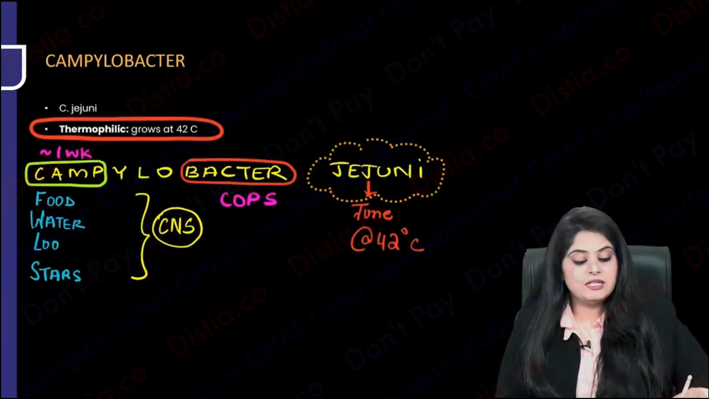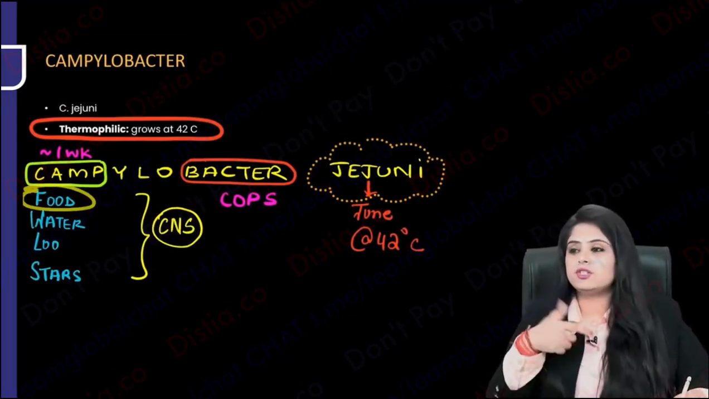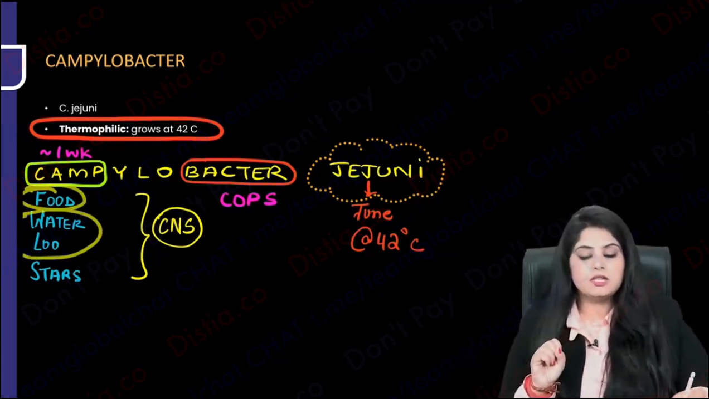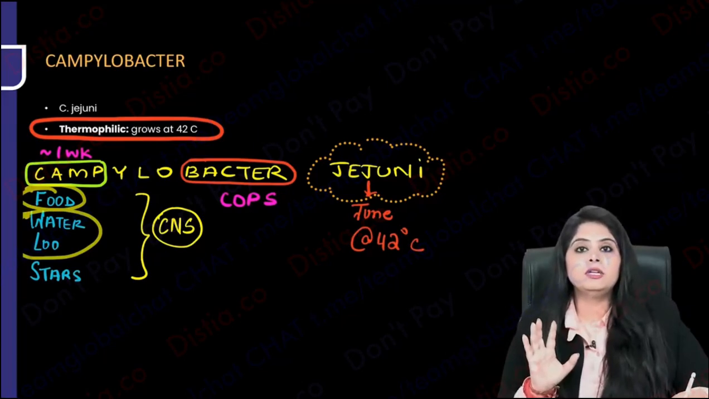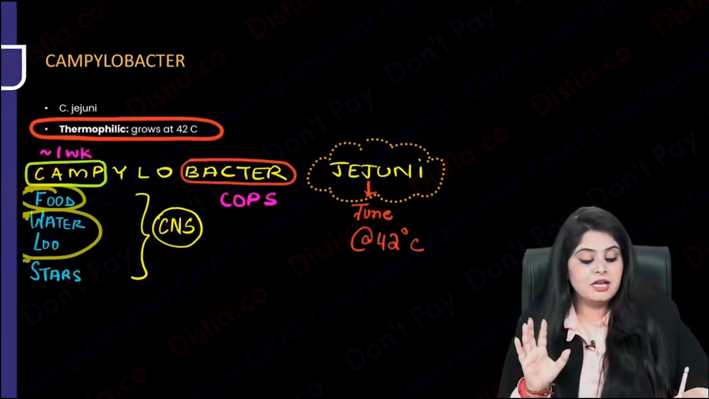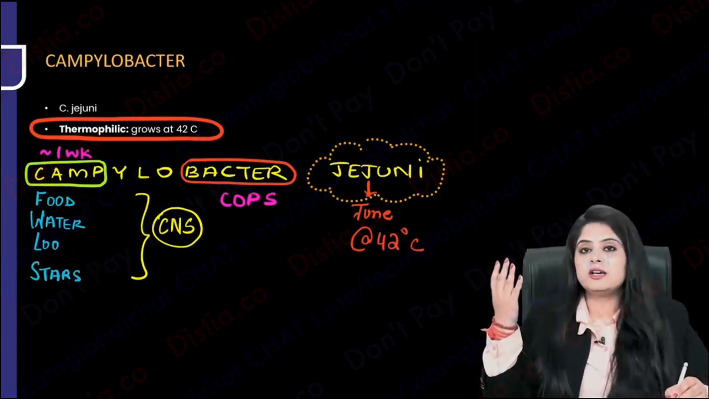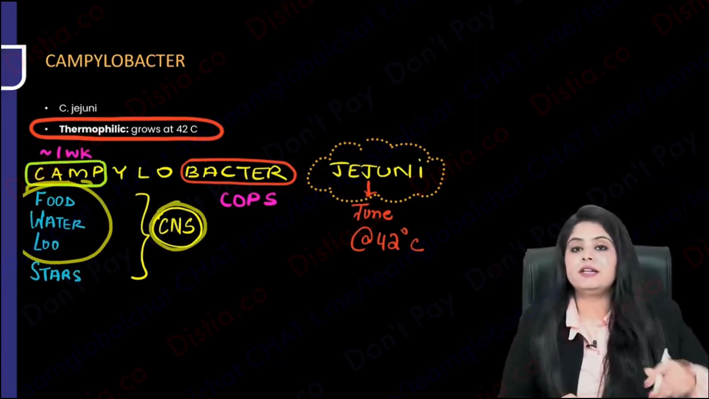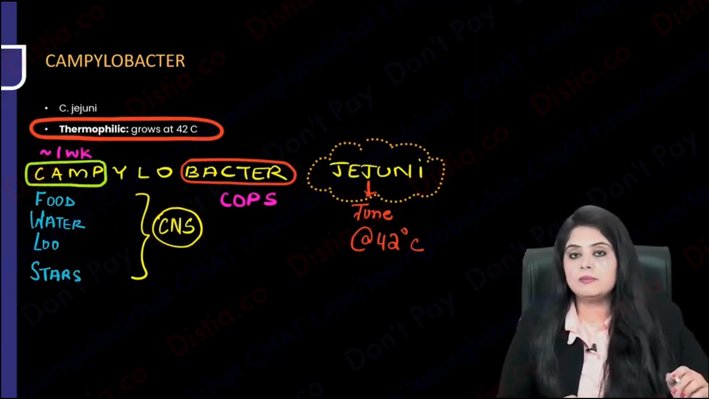Now I can ask you, tell me what is food? It is because of ingestion. We went camping and ate some meat, contaminated poultry. Water and loo, meaning watery loose motions, is going to be a concern. Watery diarrhea happens. In the stars, I'm looking at shooting star, darting motility, and after all this worry I ended up having a complication called Guillain-Barré syndrome.